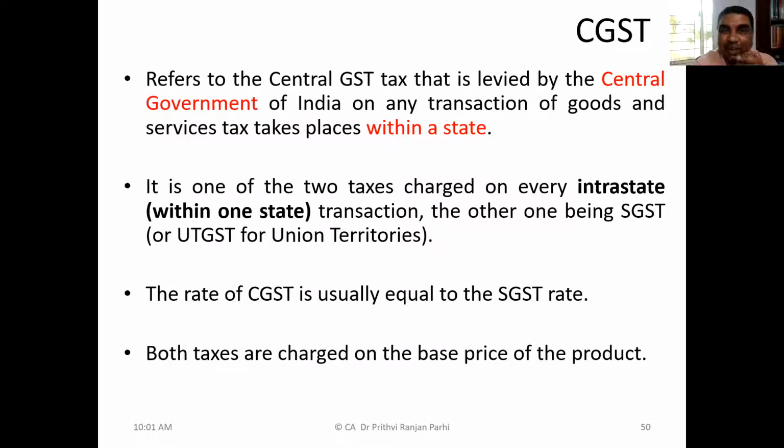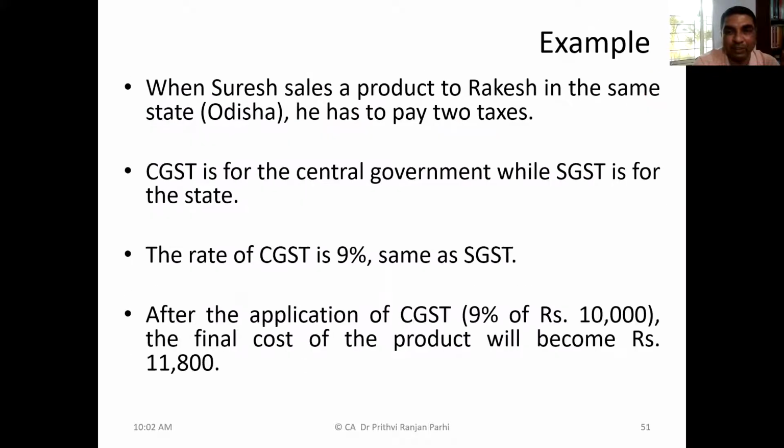The central government levies CGST. CGST is levied on intrastate transaction, SGST is levied on intrastate transaction, IGST is levied on interstate transactions. Understood? Once we see the complete example, everything will be clear to you.